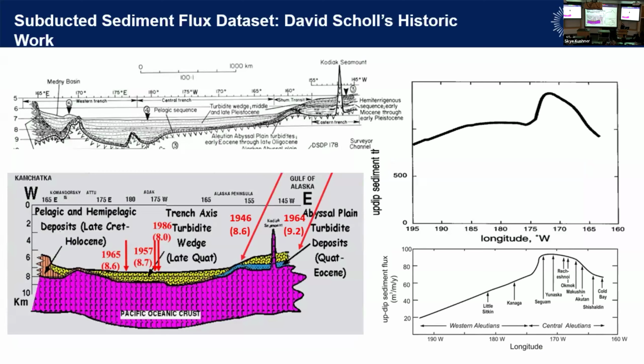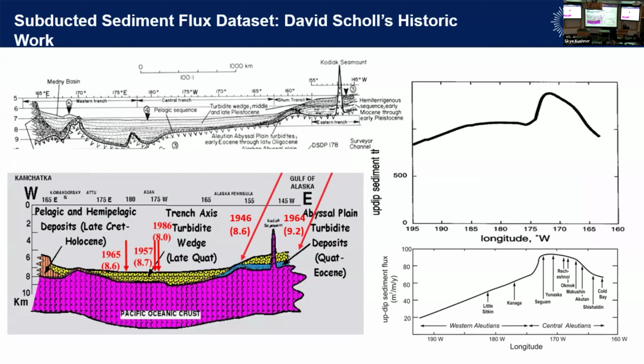Okay, now for something completely different. This is another hat that I wear. What sediments are getting subducted along the Aleutians? This is important for subduction recycling, what comes out of volcanoes. It's important for fault and earthquake dynamics.